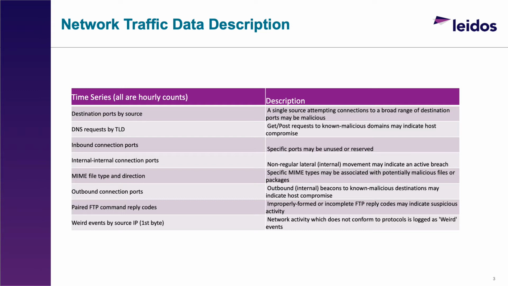And so here's a description of the network traffic data that was collected. So we had things like inbound and outbound connection ports, internal connection ports, MIME type and directions, so inbound and outbound file types, paired FTP command reply codes, and Zeek also records these kind of weird events which do not conform to standard protocols, and we recorded these weird events by their source IP address, but we only looked at the first byte of the IP address.